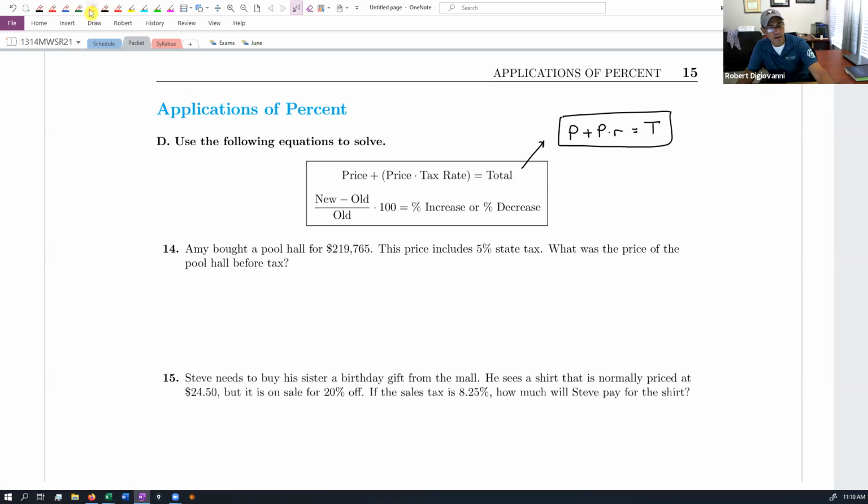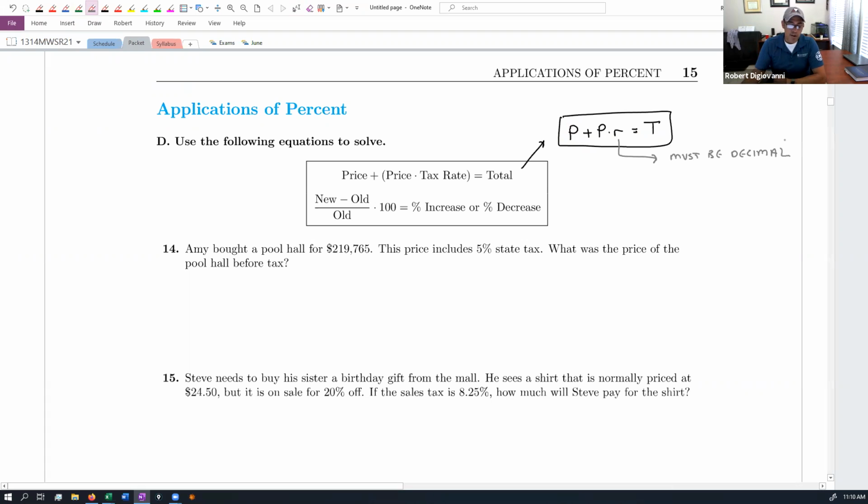The important thing with this formula is that when you do the tax rate, it must be a decimal. Because a lot of times taxes are given to us as a percentage, but you want to convert it to a decimal if you're going to use the formula. We'll do examples, don't worry.